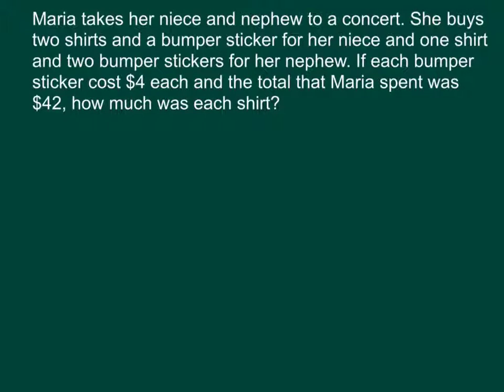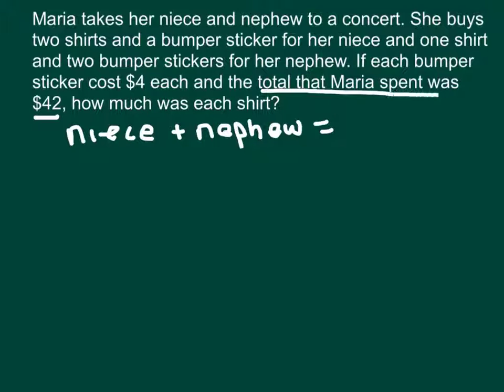Okay, let's look at a word problem now. Maria takes her niece and nephew to a concert. She buys 2 shirts and a bumper sticker for her niece, and 1 shirt and 2 bumper stickers for her nephew. Now, before we go any further, let's write something down. Let's note that she bought something for her niece and something for her nephew, and the total that she spent was $42.